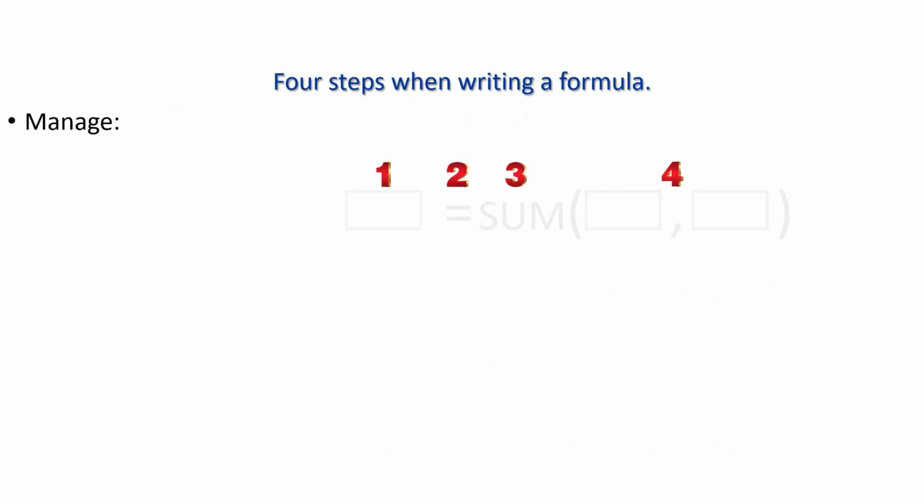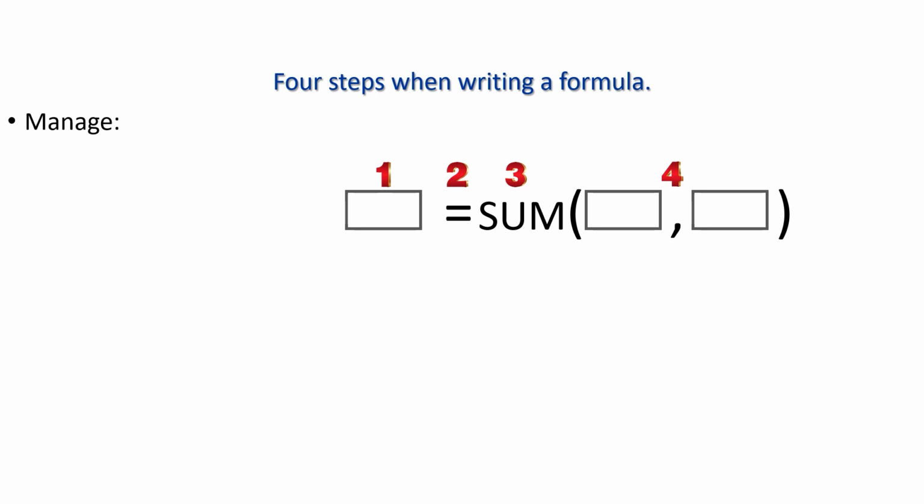So the 4 steps to writing a proper formula would be: first, manage where the answer goes. All right, you've got to choose a placeholder. Now, once you choose that placeholder, the second thing is type the equal sign. All right, that one's the easiest step of all. All formulas start with equal.